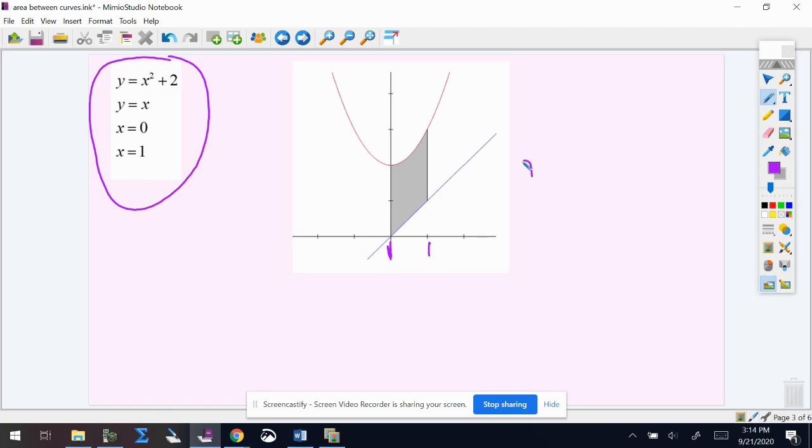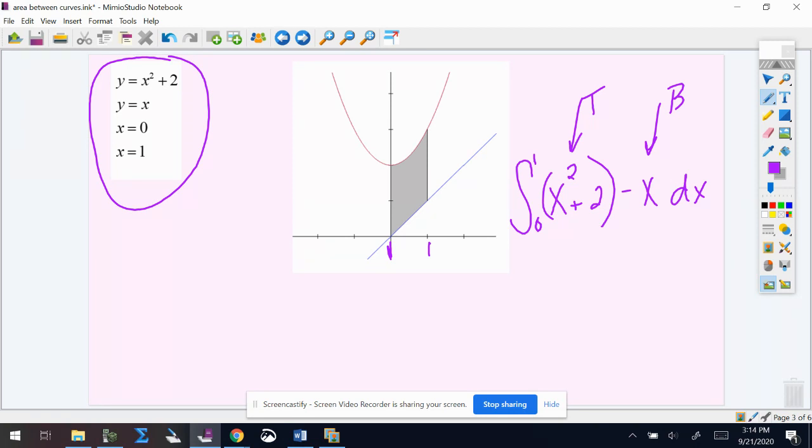When I set up my integral, I know I'm starting at 0 and ending at 1 because that's where my area is starting and stopping. My top curve, the curve that's on top, is the parabola, so it's going to be x squared plus 2 minus my bottom curve, which is just x. So this is my top curve. This is my bottom curve. I often label them T's and B's.